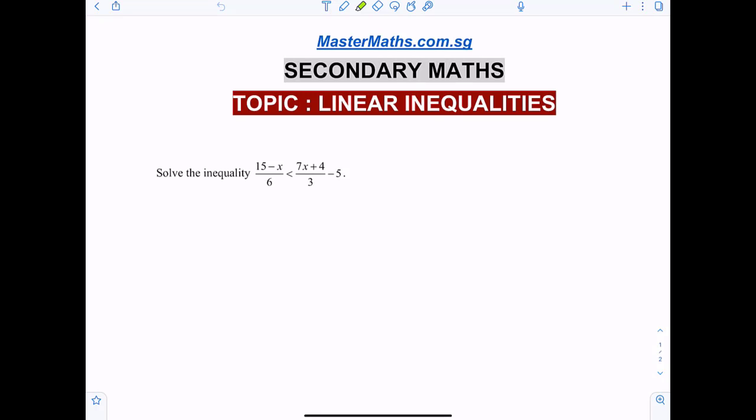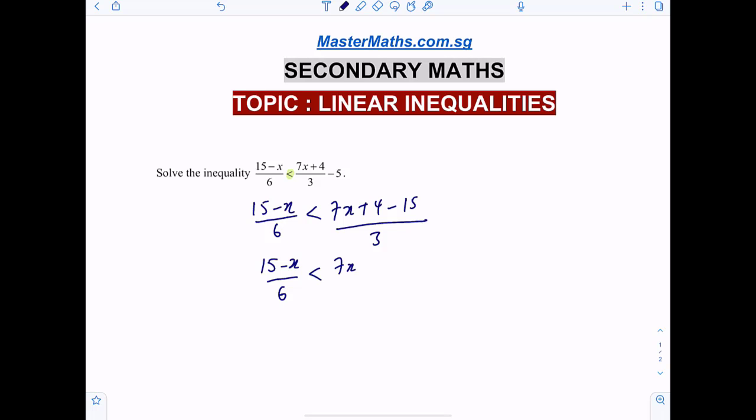Solve the inequality 15 minus x over 6 is less than 7x plus 4 over 3 minus 5. So the first step we can take is to combine the right hand side fractions into 1. So 7x plus 4 minus 5 times 3, that will be 15. Everything divided by 3. Okay, and then we simplify the right side numerator a little bit.